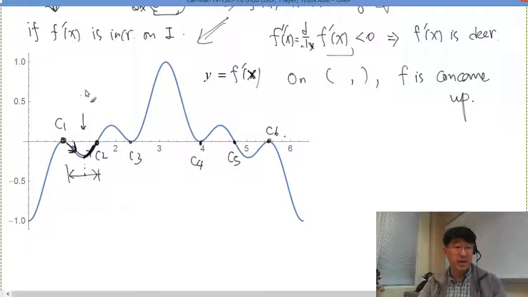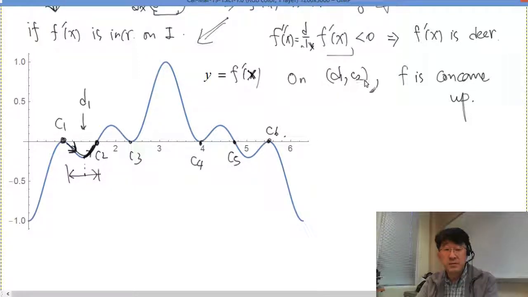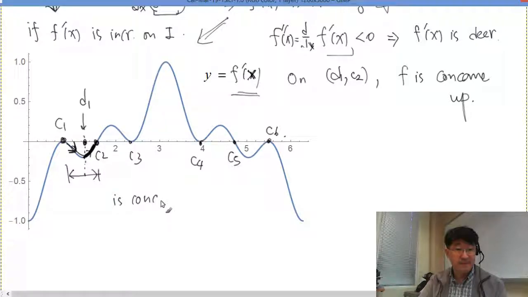So I should call that point maybe D1. C1 to D1 is concave down, so concave up must be D1 to C2. Do you agree? D1 is somewhere in the middle, and C2 there. The function here is increasing, correct? But what function are we looking at in this graph? F prime of x. F prime of x is increasing. Therefore, what is concave up?